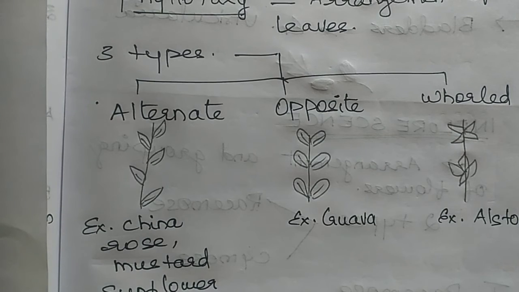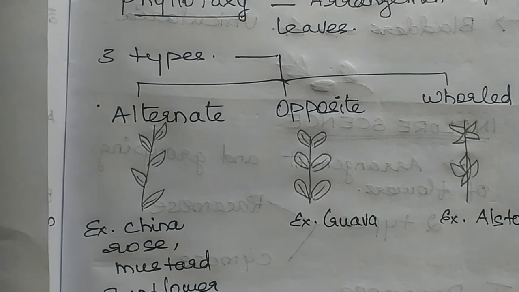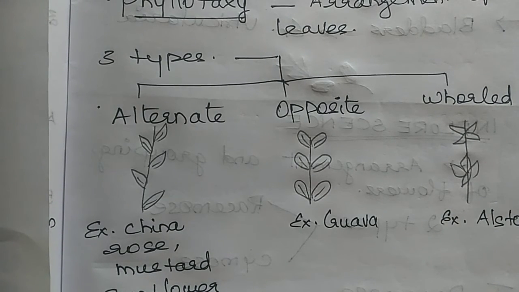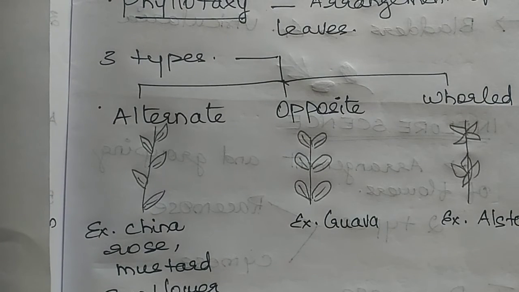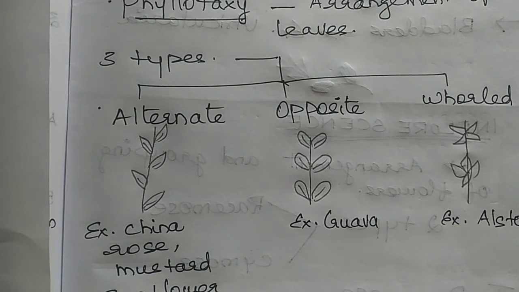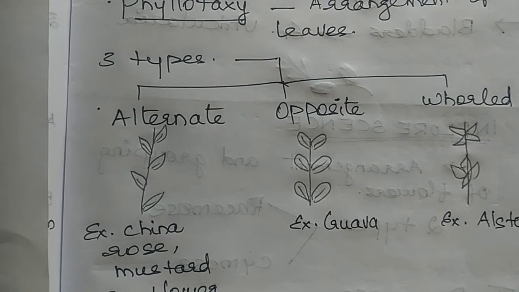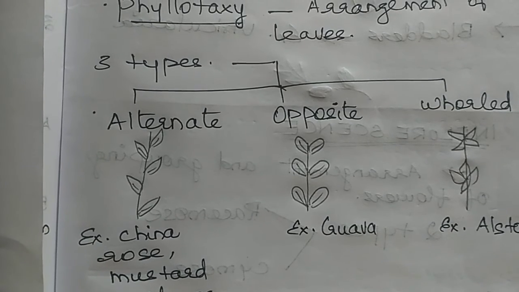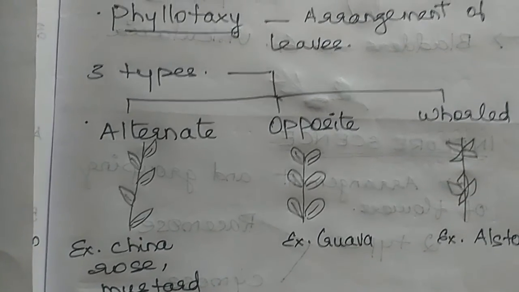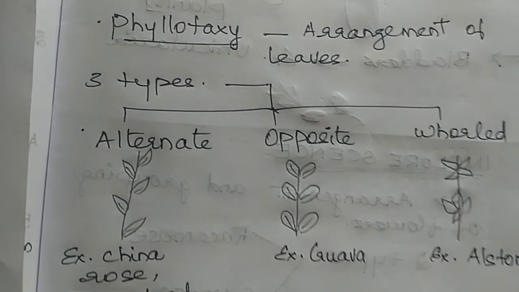And the next type is opposite. In opposite phyllotaxy, the leaves are arranged in opposite directions. Here the leaves are sessile in nature, without petioles. Examples are guava and calotropis. The third type is whorled. Whorled means they are arranged in a whorl manner. Example, Alstonia.